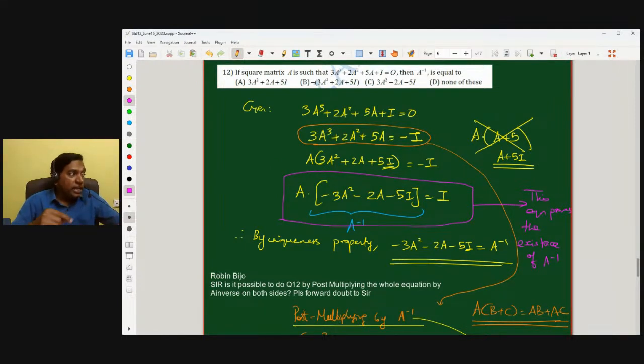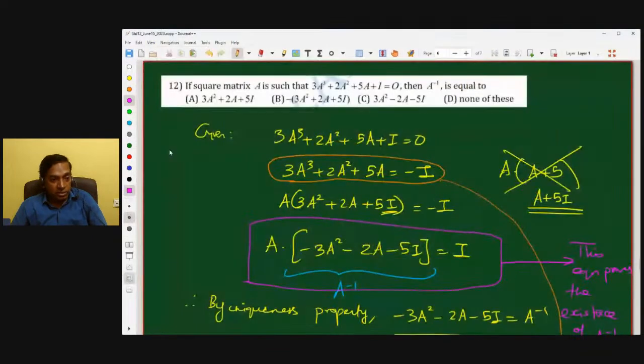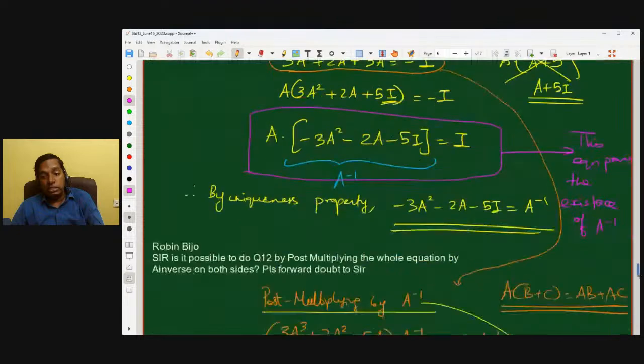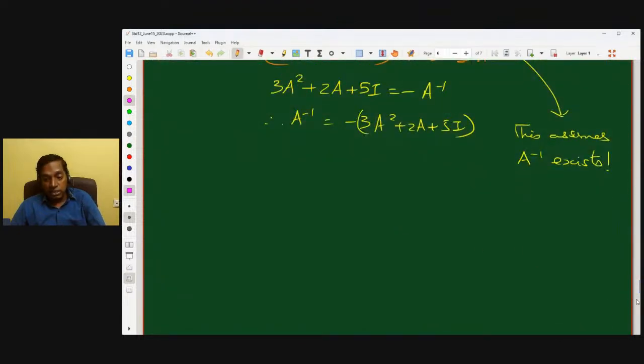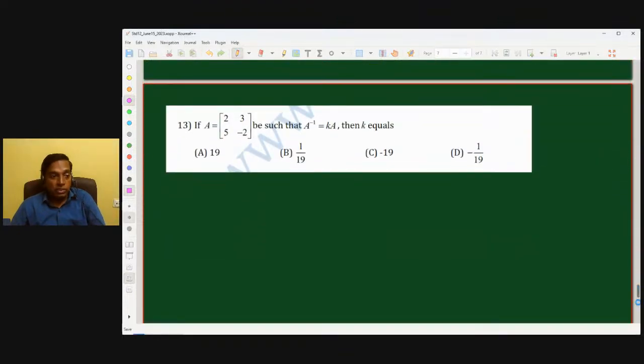But without knowing that A inverse exists, if you say I'll multiply by A inverse, then there is a small problem: you don't know whether what you're doing is valid or legal. That's my small objection. But to find the value, this is fine. I hope you are able to appreciate the nuance here. Technically, multiplying by A inverse means you're already assuming that it exists. If a matrix doesn't have an inverse, how can you even multiply both sides? Okay, so that's a question that will come. But anyway, now let's come to question 13.